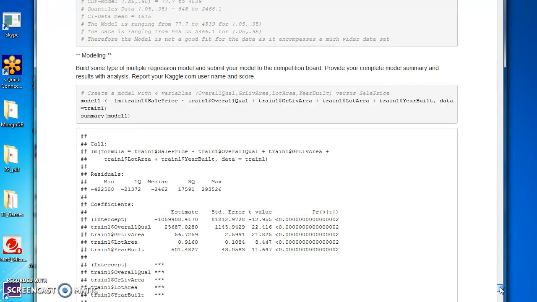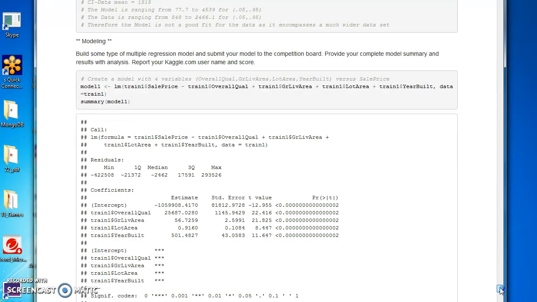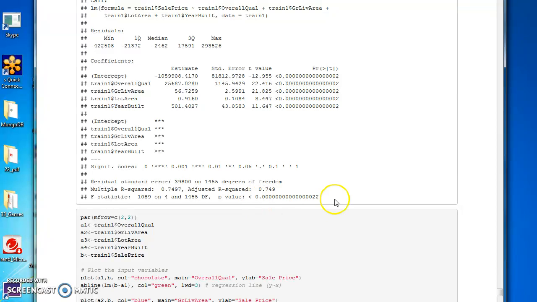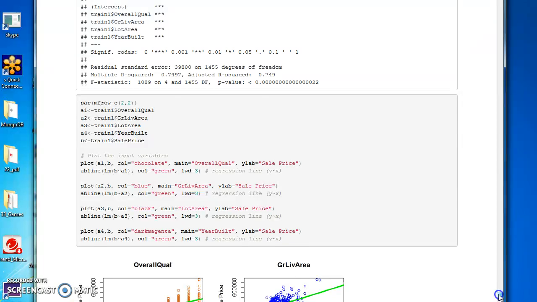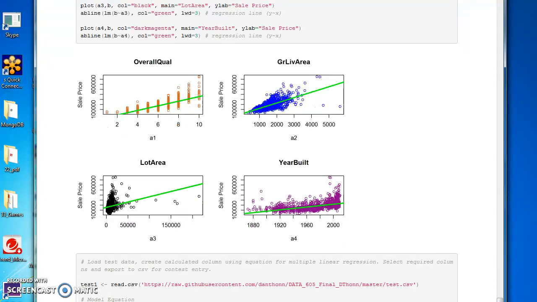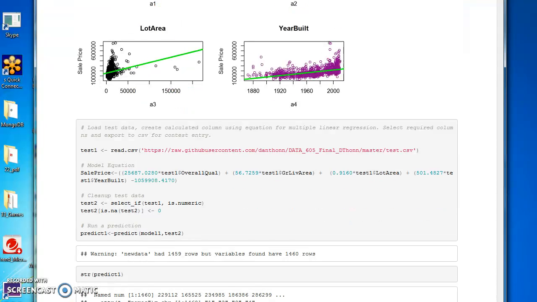So the next section was about modeling. I created a model with the 4 factors here: overall quality, greater living area, lot area, and year built. And take a look at the summary of that model. P-value is very low. Adjusted R-squared is at 0.749, which is a high value. It's a good value there. Took a look at the plot of each of these. Quality plots well, with a line through there. Greater living area shows kind of a somewhat linear, good upward relationship. Year built is somewhat linear as well. Lot area not so much. So it wasn't the perfect model, but it had some factors in there that were pretty reasonable.